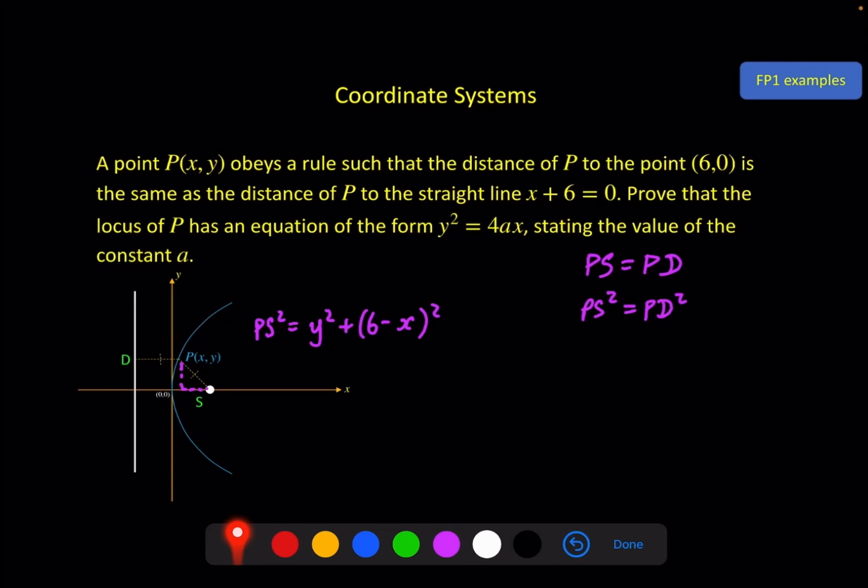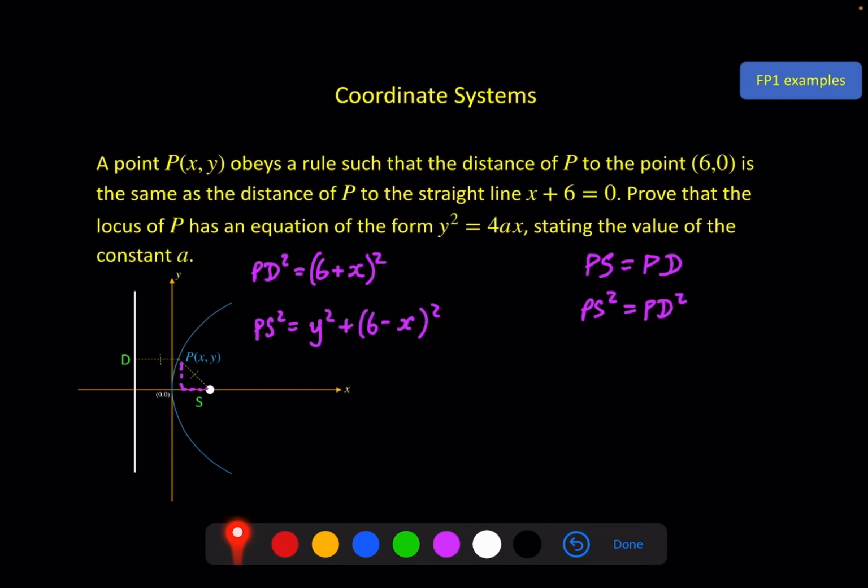And the reason that's useful is because I don't really want to have to square root all of this to get PS. It's much easier to just find PD squared and make them equal. Because PD squared is just this distance here, squared. And we know this distance because from here to here is 6 units plus the x-coordinate of P, which is x. So PD squared is equal to (6 plus x) all squared, because PD is equal to 6 plus x.